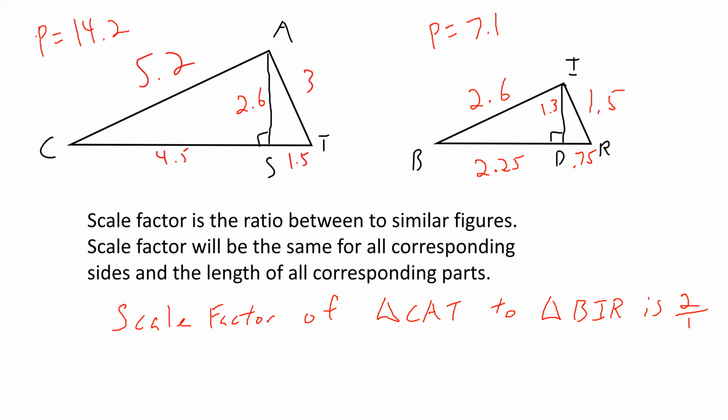I also wrote off to the side the perimeter. If we add together all the outside pieces of that big triangle and all the outside pieces of that little triangle, the ratio of the perimeters is also the same. So here we had 14.2, here we have 7.1. So really any single dimensional measurement will share that same scale factor. No matter what parts they have drawn in, if the figures are similar, the scale factor will be the same for any of those corresponding parts.